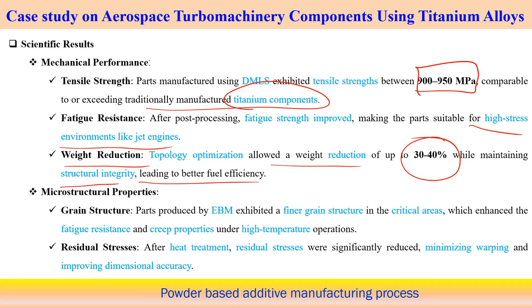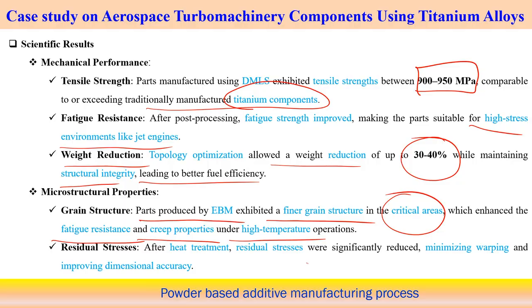Then we analyze the microstructural properties also for the acceptability of this additive manufactured component. For grain structure, in parts produced by the electron beam melting process, we can expect a very fine grain structure in the critical area. So electron beam melting can improve the microstructure of the component, which enhances the fatigue resistance and the creep properties under high temperature operation. A very fine grain microstructure helps to improve the fatigue properties and the creep properties, which is important for high temperature applications.